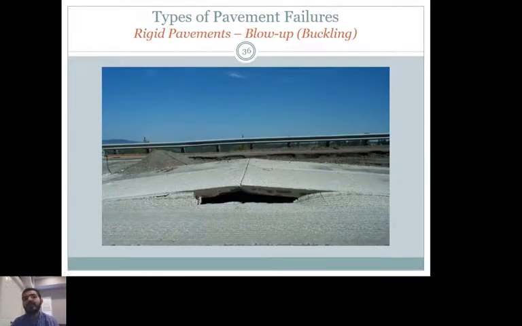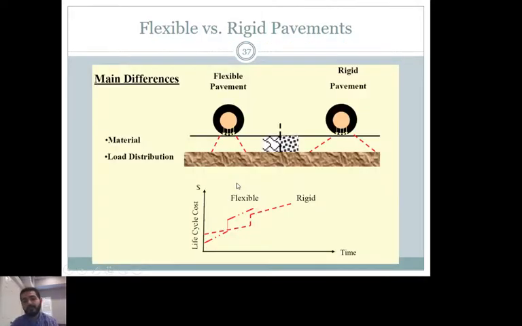The worst case scenario you can see is the blow up, or buckling, in rigid pavement. This can happen if it's not fixed right, if the joint reinforcement is absent, or if there are bad construction practices, you can have such problems.